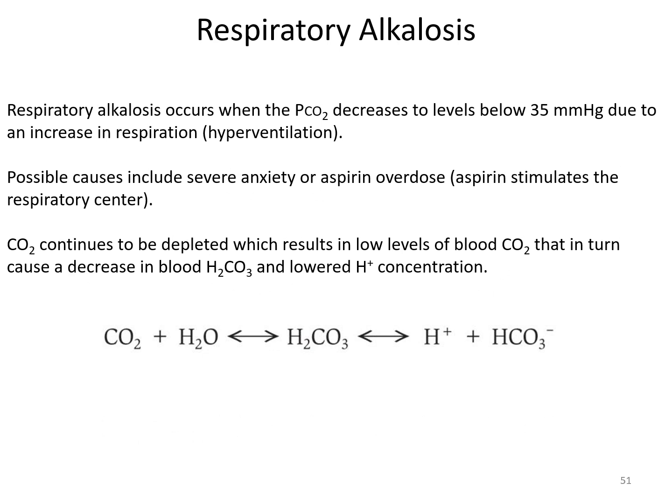The next one is respiratory alkalosis. Respiratory alkalosis is when the level of CO2 decreases in the blood, so it's going to go below that 35 millimeters of mercury. That happens whenever there's an increase in respiratory rate or depth. Usually that's hyperventilation: severe anxiety, or aspirin overdoses, because aspirin stimulates certain areas in the brain that stimulate your respiratory center. Those are the 2 main causes of hyperventilation.